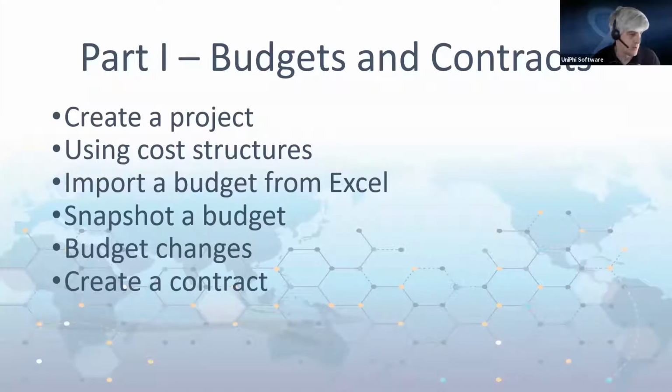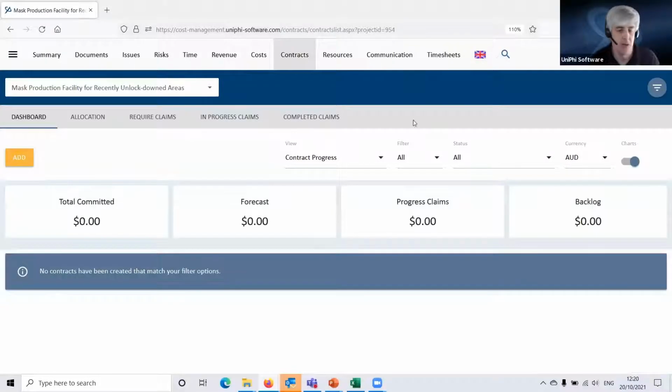So in the contracts module, to create a contract, I click on this add button. You'll see that this add or create button is quite common, and it's usually that yellow color there to make it stand out.